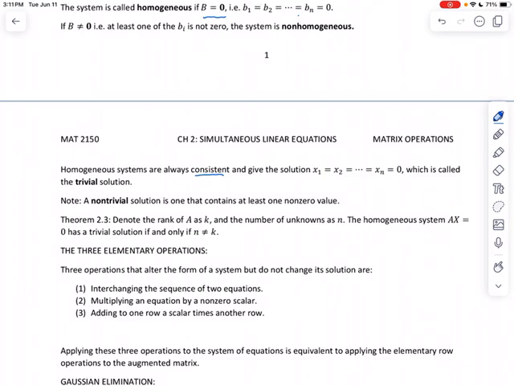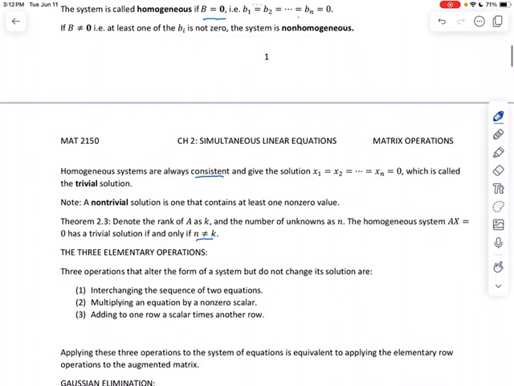So again, if the rank of A is k and the number of unknowns is n, the homogeneous system Ax is equal to 0 has a non-trivial solution if and only if n is not equal to k. And that's what we saw in a similar kind of argument in the previous theorem.